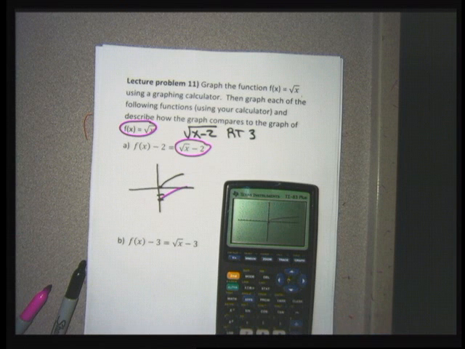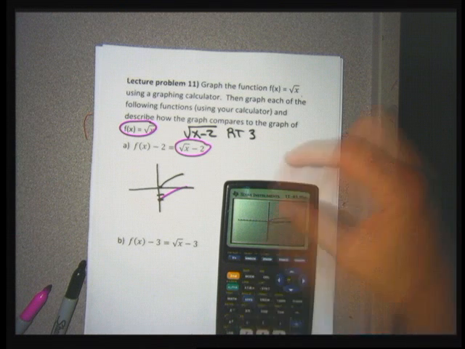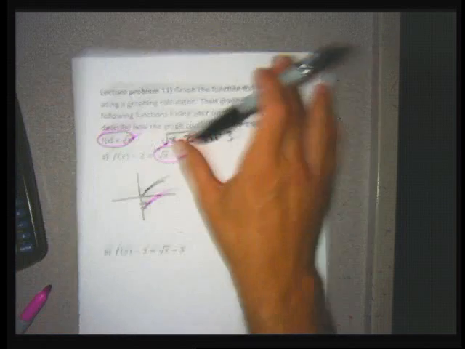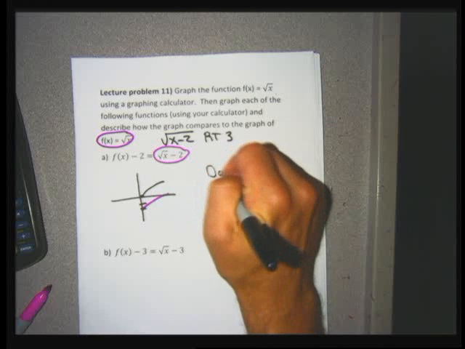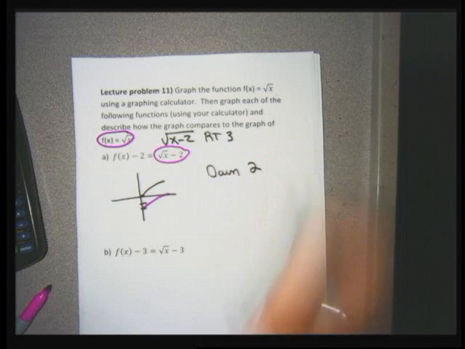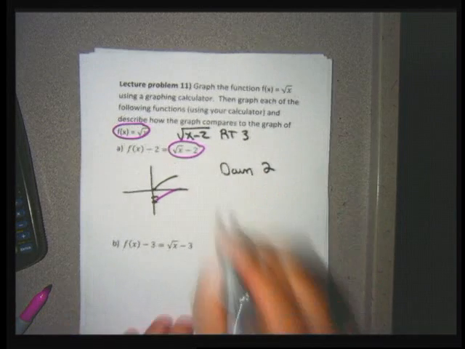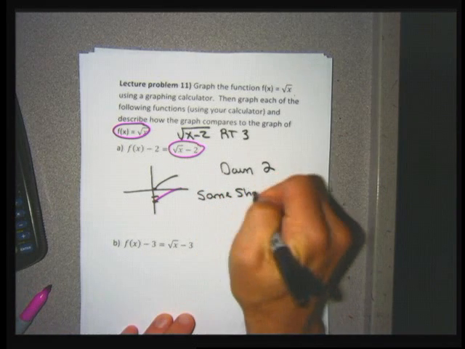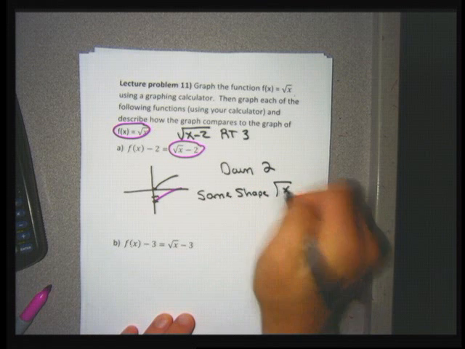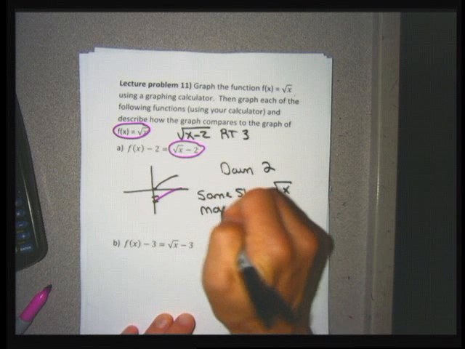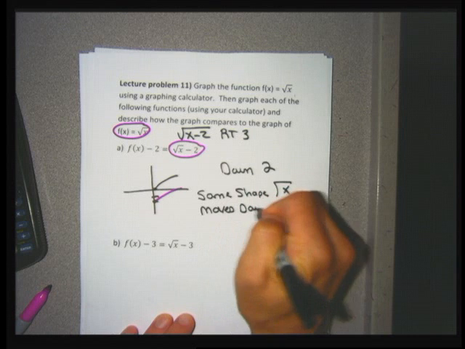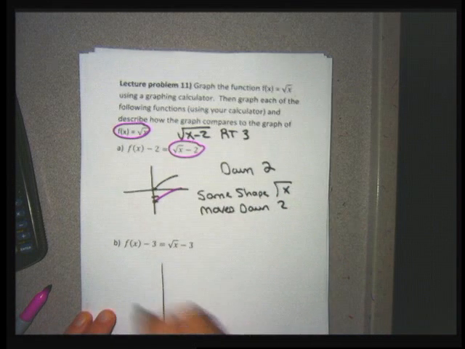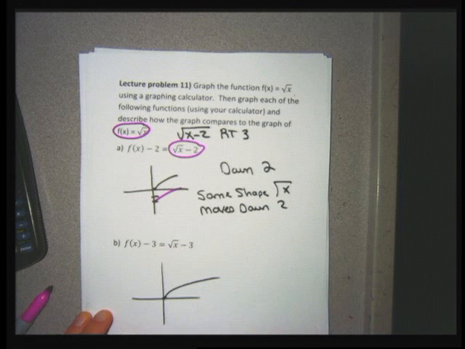And when I graph this, you'll see exactly the same graph. It's just shifted down 2 units. And again, I'm going to be lazy and say this is just moved down 2. Again, I don't have to be lazy. I can say this has exactly the same shape as the square root of x, but it's moved down 2 units. For this next one, my first graph, the square root of x looks like this.